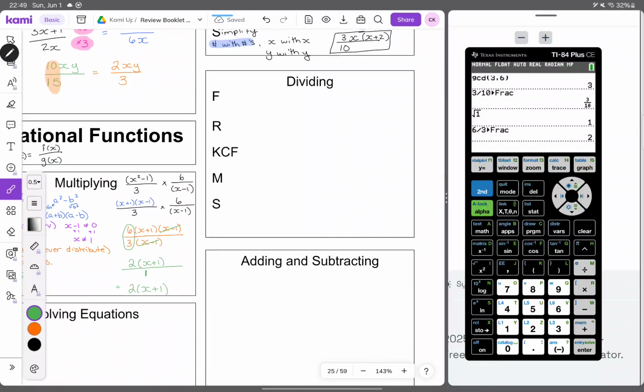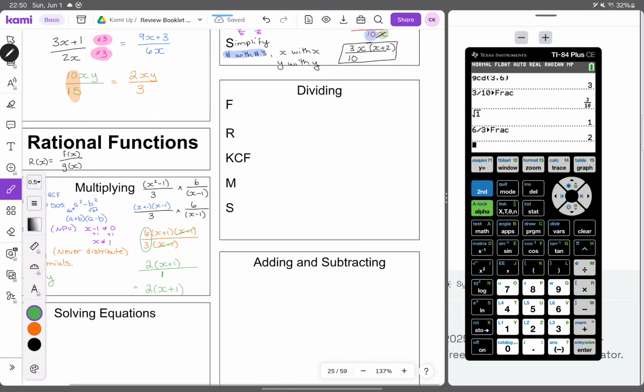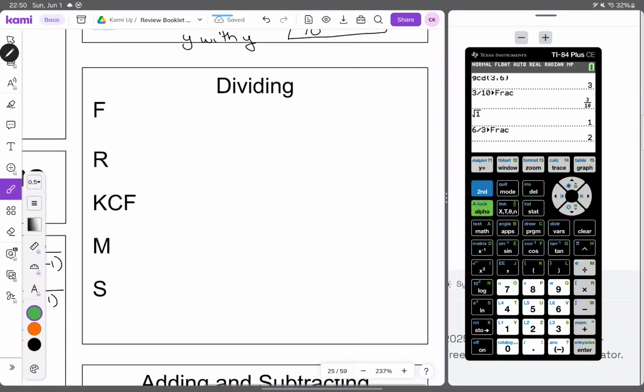All right, so let's look at a division question. All right, let's look at the steps for dividing. So let's say our question is 7x plus 14 divided by 2x minus 6, and that rational divided by x squared minus 4 all over x minus 2.